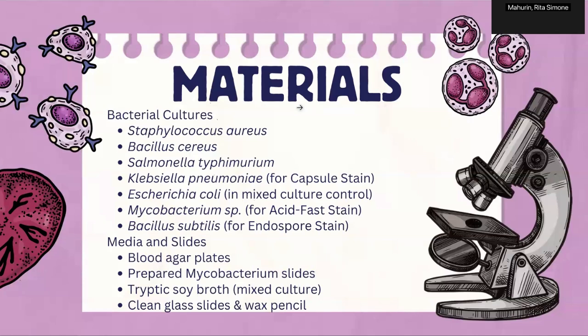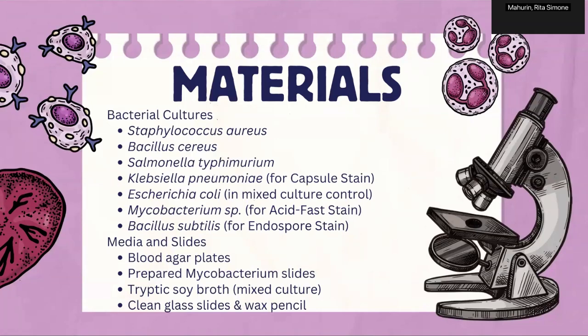The materials that we used throughout this lab, including bacterial cultures, were the SRS, B. cereus, S. typhimurium, K. pneumoniae for the capsule staining, E. coli for the mixed culture control, Mycobacterium sp. for acid-fast staining, and then the B. subtilis for endospore staining. For the media and slides, we used blood agar plates.